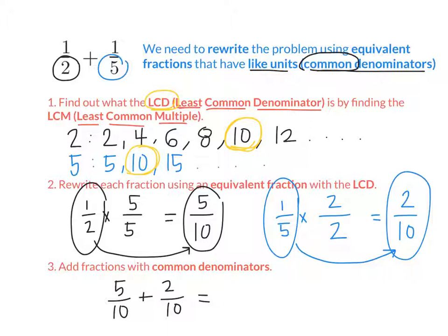If I have 5 tenths, and I add 2 more tenths, how many tenths do I have? 7 tenths. And then at the very end, we always have to check, before I box my answer, is it in simplest form? Are 7 and 10 divisible by the same number? No. So that we can box our answer. We know now that 1/2 plus 1/5 is equal to 7 tenths.